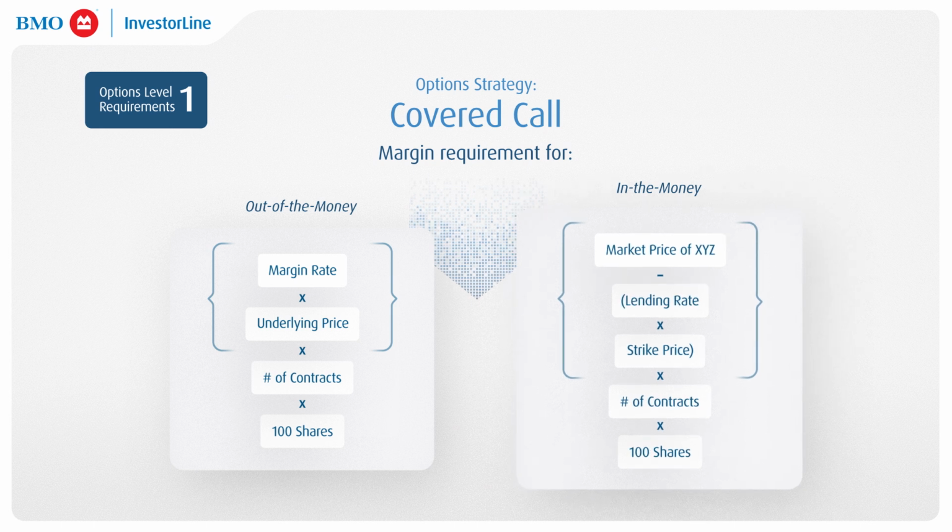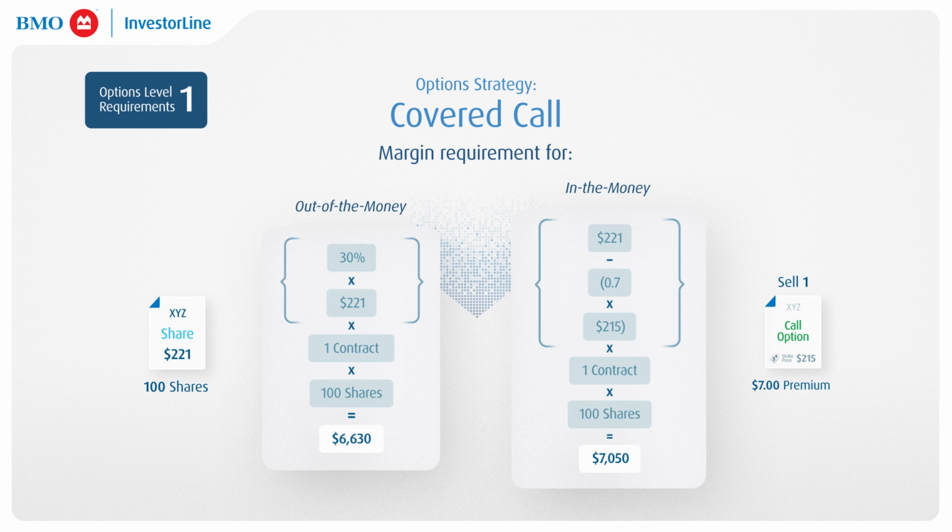If you sell an in-the-money call, the stock's lending value is limited to the strike price of the option, not the full market value of the shares, which means even if the stock trades higher, lending value will not change. Being aware of this can help you manage your margin and avoid unexpected funding constraints. Using our example of a current XYZ price of $221, the margin requirement would be the market price minus the lending rate times the strike price times the number of contracts times 100, which totals $7,050.